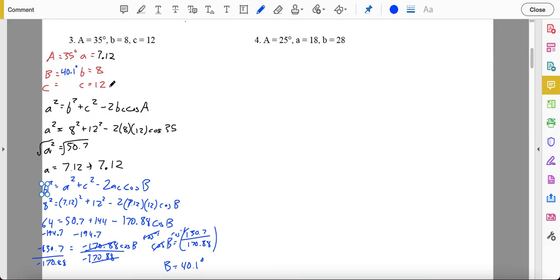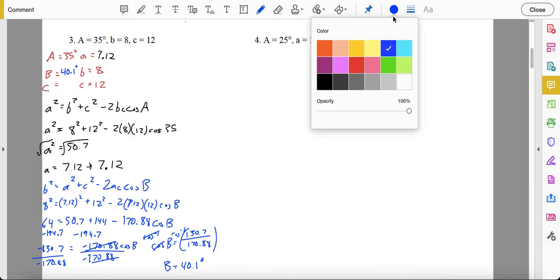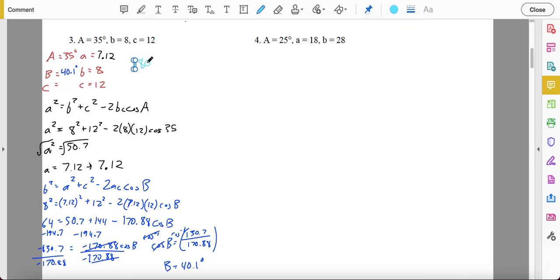And now for C, we can just subtract from 180 to find angle C. We take 180 and subtract the sum of 35 and 40.1. So 180 minus 75.1, we get 104.9.